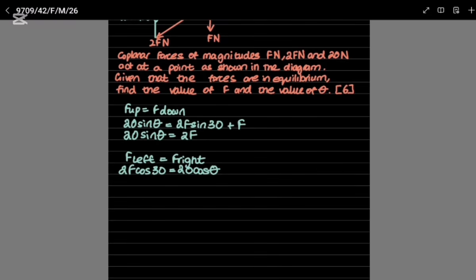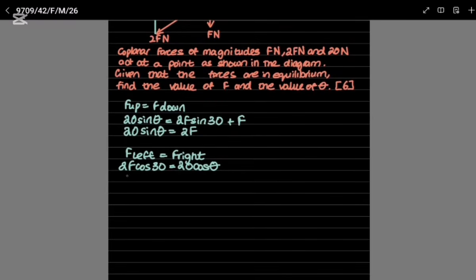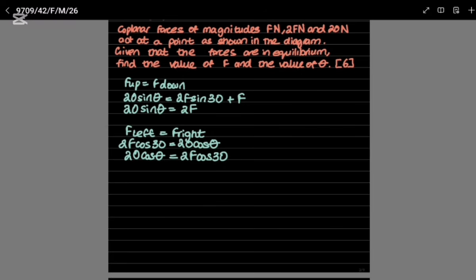Okay, so let me write it like this: 20 cos theta is equal to 2F cos 30. Now you might be thinking, why did I write it like that? Okay, now to make it simpler, this is equation number 1, and this is equation number 2. We have to find F and theta from here.